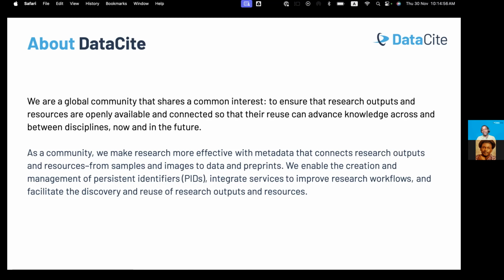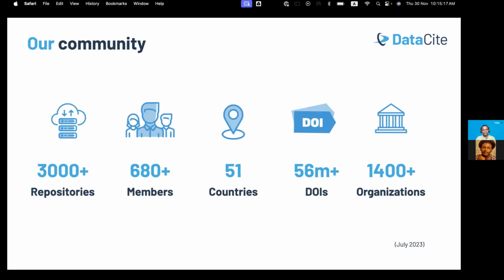When we say something is persistent, it means that it will not stop. It will keep on existing. Identifier means what you use to get a unique person, resource, or object. We integrate these services to improve research workflows and facilitate discovery and reuse of research outputs and resources.